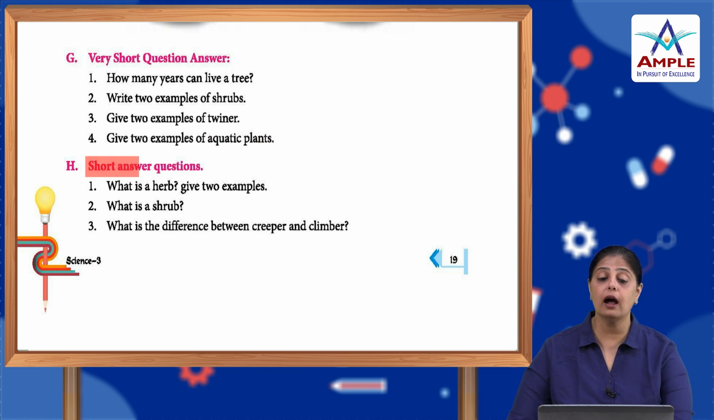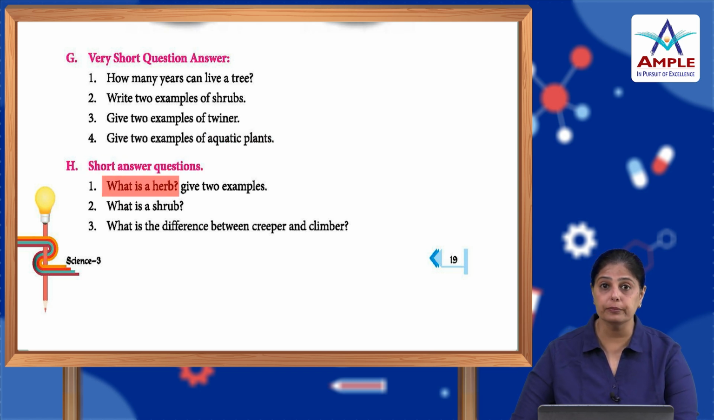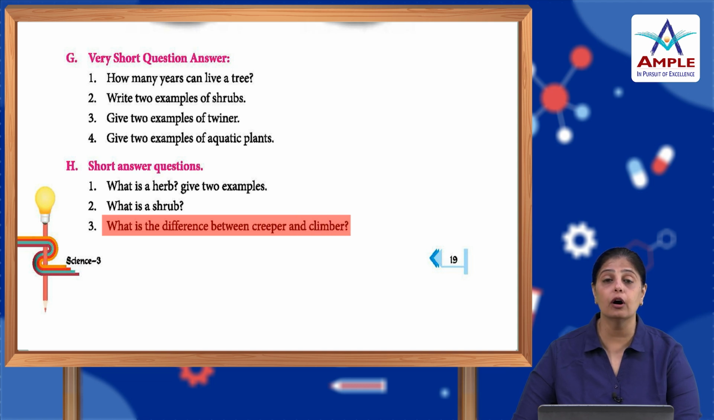Now short answer questions. What is a herb? Herbs are small plants with thin, weak and green stems. Give 2 examples: coriander, mint. What is a shrub? Shrubs are short and bushy plants with thick or woody stems. What is the difference between creeper and climber? Creepers creep along the ground and they have heavy fruits, and climbers take support of other plants, of a stick or wall to grow up and erect.